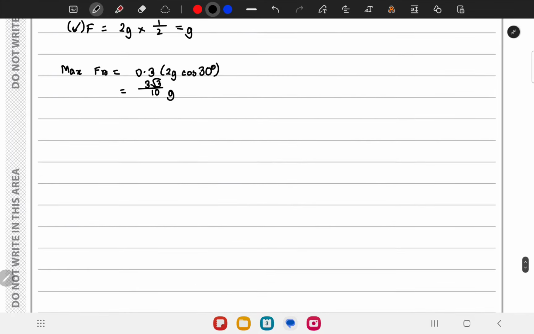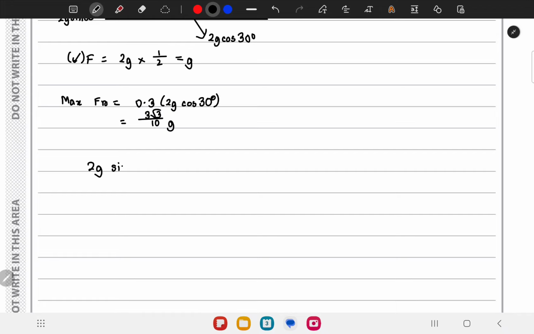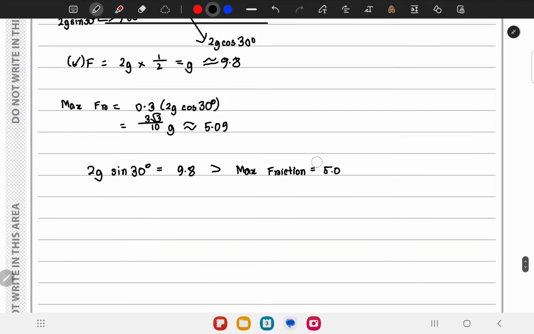So the friction cannot support this, so we can write 2g sine 30 equals 9.8. We can just put in the values over here now. This is approximately 5.09. So we can write then this is greater than the maximum friction. We can put the values in brackets, and then we'll write the conclusion. So the particle will not remain stationary.